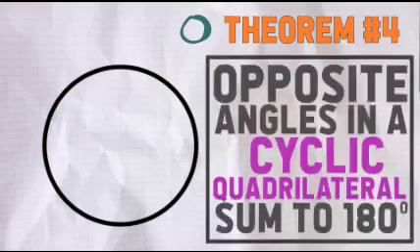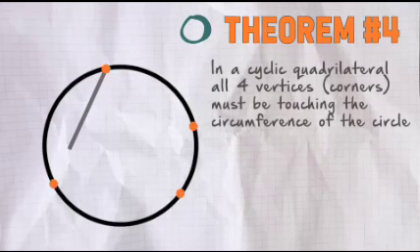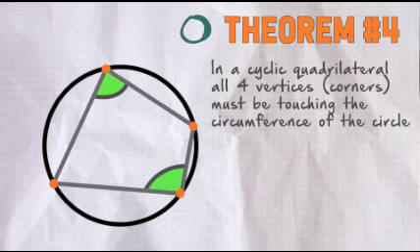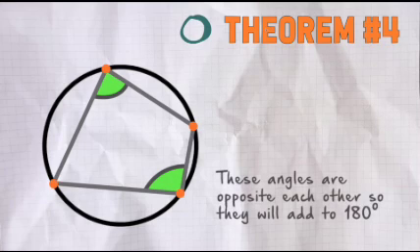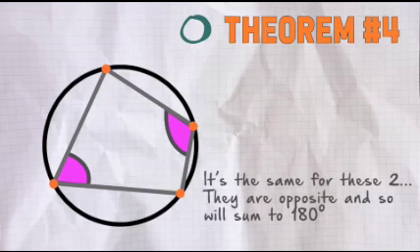Theorem number 4. Opposite angles in a cyclic quadrilateral sum to 180 degrees. Well, first of all, a cyclic quadrilateral is a quadrilateral where all 4 vertices or corners are touching the circumference of the circle. And if you have a cyclic quadrilateral, then the opposite angles will add to 180 degrees, just as these ones here are showing.